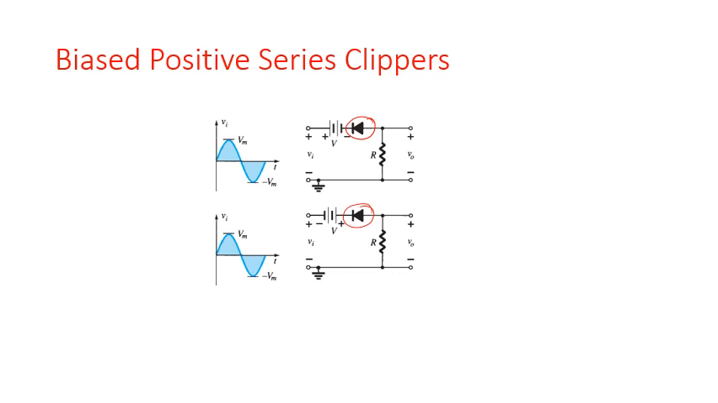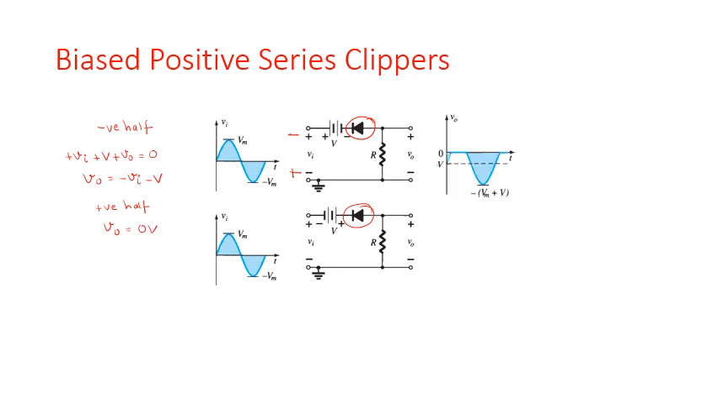First positive half cycle, my diode is reverse biased or forward biased? First positive half cycle, diode is reverse biased. Since diode is reverse biased, V0 will be equal to 0. Negative half cycle, diode is forward biased. This has become minus and plus. So for your negative half cycle, you will have plus Vi plus V plus V0 is equal to 0. V0 is equal to minus Vi minus V. And positive half cycle, I have V0 is equal to 0 volts.